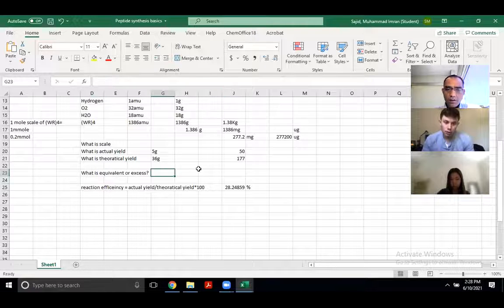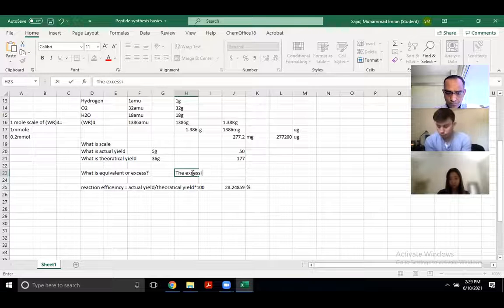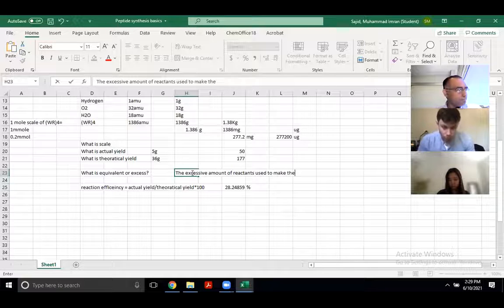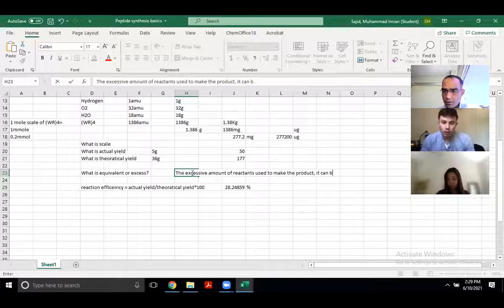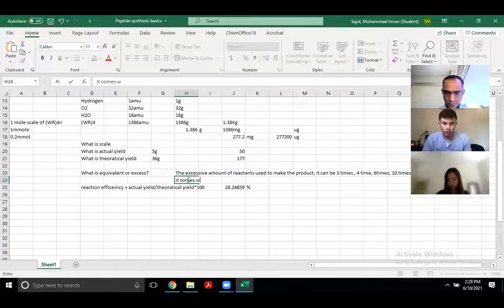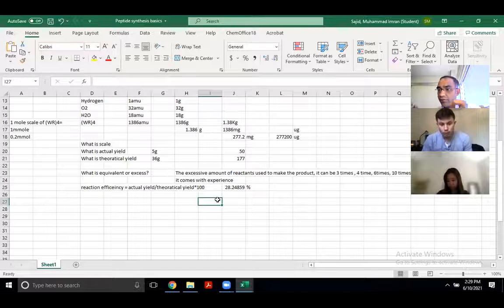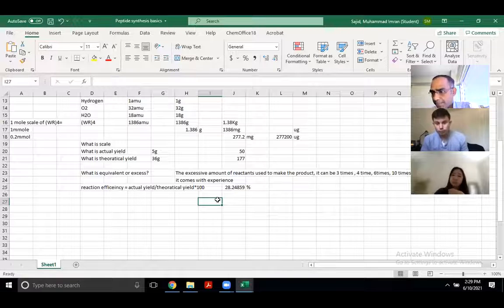So I will just say that the excessive amount of reactants used to make the product. It can be 3 times, 4 times, 6 times, 10 times, and it comes with experience. So when we do the experiments, we experience something. I react one thing with another thing, and I calculate the product, and if I see that the product is not coming that much, then I will have to use the reactants in excess so that I can get the product accordingly. You got my point?